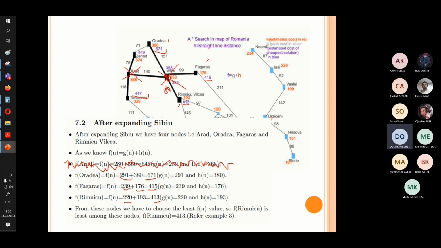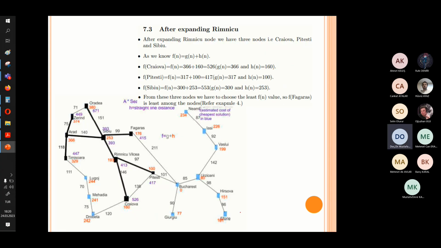447. Which city, which node has to be expanded? Since the algorithm is greedy, the smallest one, which is Rimnicu Vilcea, should be expanded. The next one will be Rimnicu Vilcea. Okay. I don't want to go through once again, and don't forget that we already processed Arad, Sibiu, and Rimnicu Vilcea. So in our calculations, we don't need to calculate them anymore.